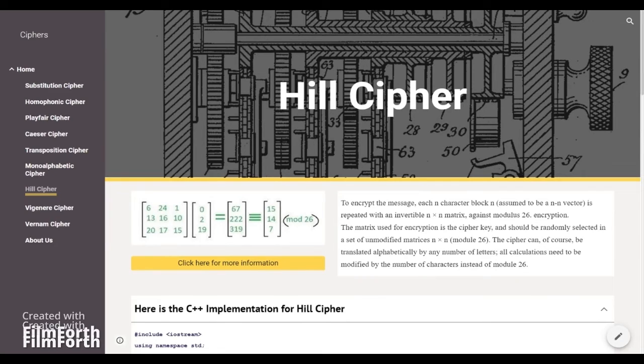The next cipher we are going to discuss is Hill cipher. To encrypt a message in Hill cipher, each block of n characters is multiplied by an invertible n by n matrix, modulo 26. The matrix used for encryption is the cipher key and should be randomly selected from the set of invertible n by n matrices. The cipher can, of course, be adapted to an alphabet of any number of letters. All calculations need to be done modulo the number of characters instead of modulo 26.